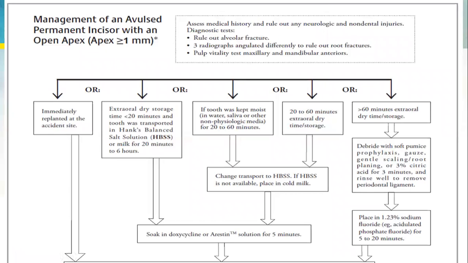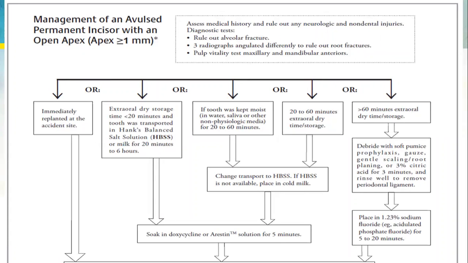Here, as you can see, initially assess the medical history, and if there are neurological and non-dental injuries, you have to see that. Diagnostic tests have to be done. Rule out alveolar fractures. Take 3 radiographs angulated differently to rule out root fractures. Pulp vitality test, maxillary and mandibular arch examination. Adjacent teeth have to be examined in order to identify if there is any non-vitality or luxation injury, or any other injuries associated with the adjacent teeth.